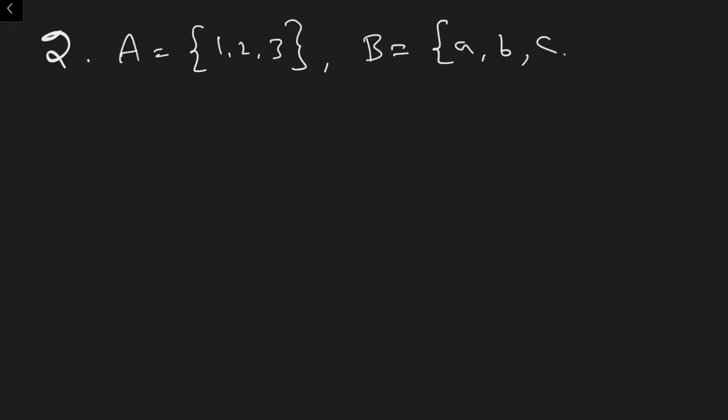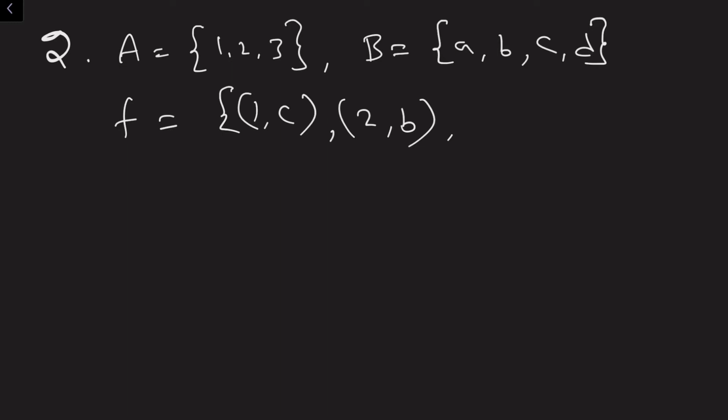Next, let us move to the second example. Set A is equal to 1, 2, 3 and set B is equal to a, b, c, d. He gave the function f equal to 1 comma c, 2 comma b and 3 comma a. Let us check whether it is a bijection or not.